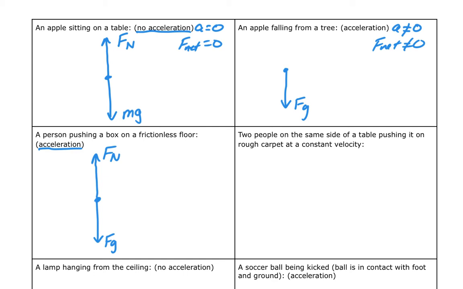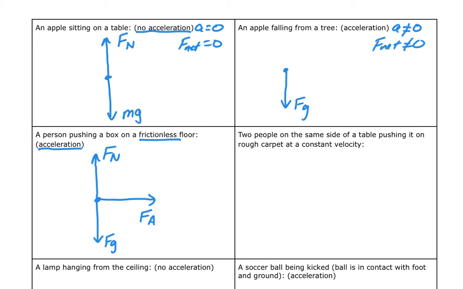If the person is pushing the box, I know there must be an applied force. Now, they don't say if they're pushing it to the right or to the left, so I'm just going to assume it's to the right to make things easier, and I'm going to call that the applied force. That's it. There's nothing else touching the box. I'm not going to include air resistance, and I know it's a frictionless floor. So those are the only forces I have acting on this object. Now let's take a look at this next one.